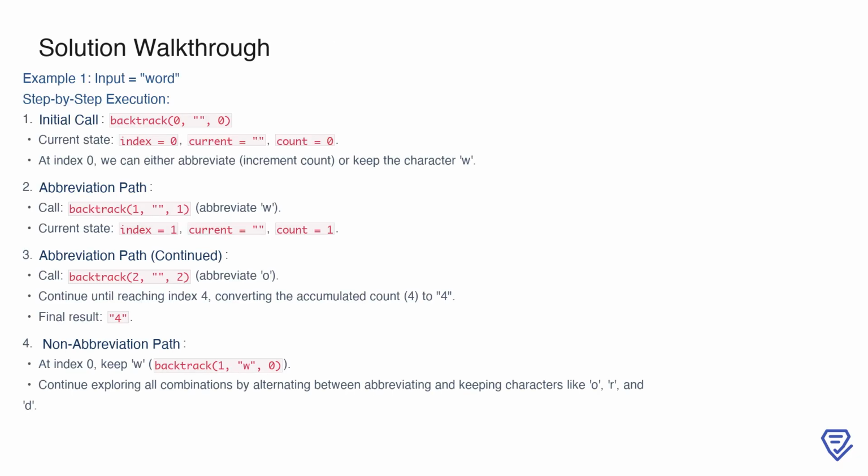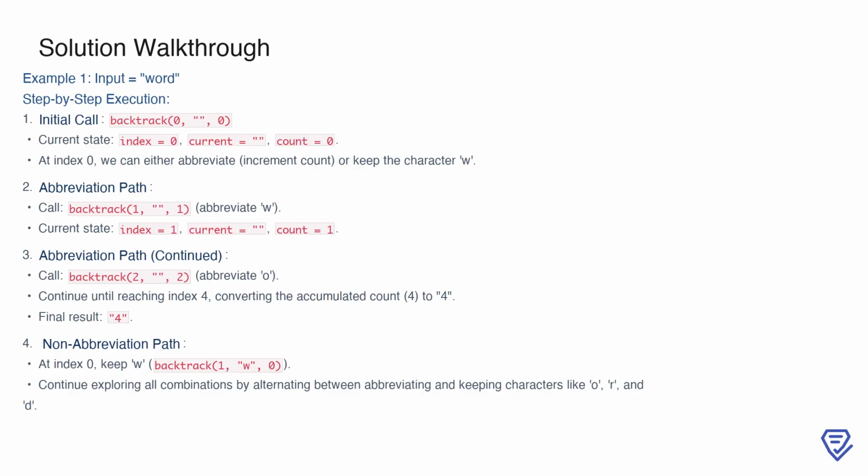To solve this problem, we use a backtracking approach to explore all possible abbreviations of a given word. Starting with the input word, the initial call to our backtrack function sets the index to 0, the current string to an empty string, and the count to 0. At each step, we have 2 choices: we can either abbreviate the current character, which increments the count, or we can keep the character as is.